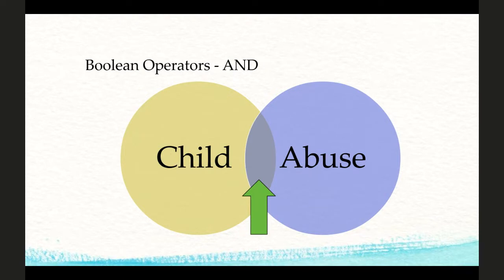Take here child AND abuse. When I put child AND abuse in a database, I'm only going to be finding those things where both those terms meet in the middle. That's what makes it exclusive.